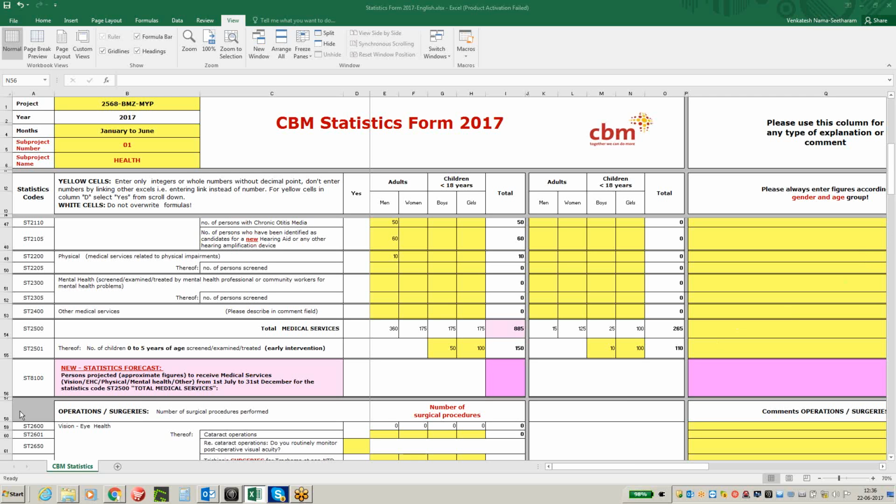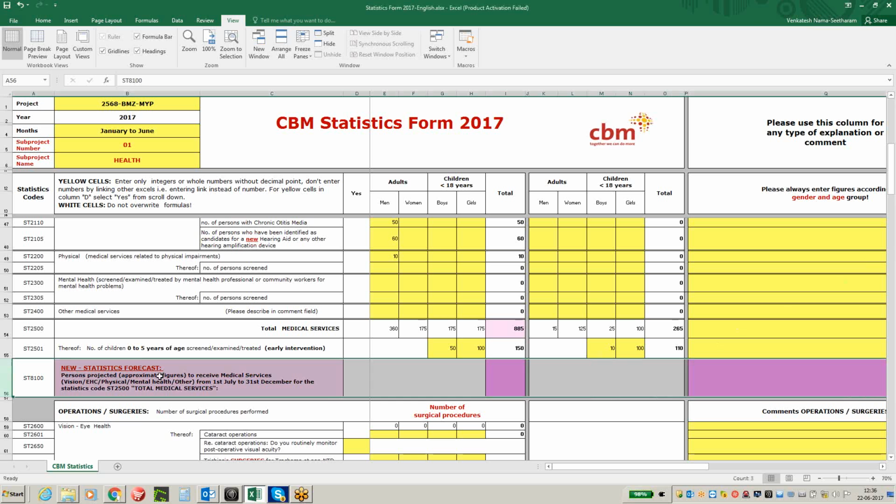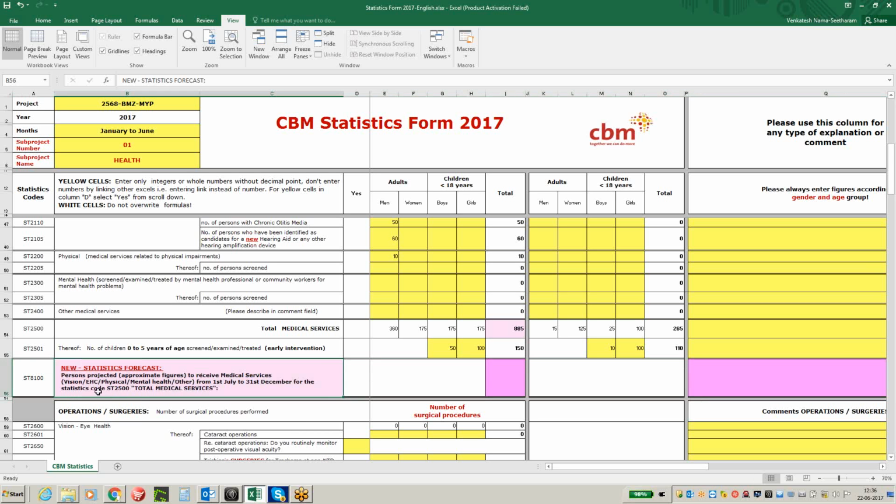Okay. So the next line would be this statistics new forecast, which means persons projected, that is an approximate figure of the people the project is expecting to reach in the next 6 months. For example, here you have 885 as the total for the first half of the year. In the second half of the year, what is the projection? In the first half they have reached 885. They may say, okay, in the second half we might reach 1000.